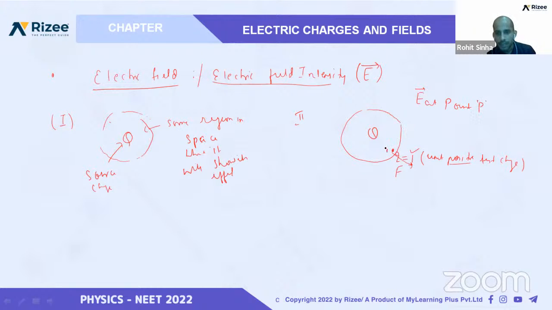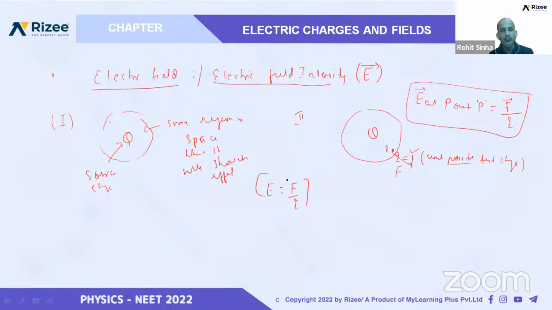The electric field at point P is equal to the force applied on the charge divided by the value of the charge. Since it is a test charge, we write it as F by Q. So electric field is defined as force by charge, that is E equals F by Q.